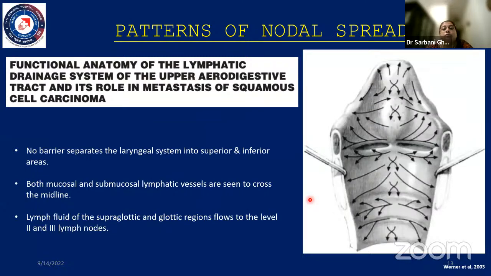Now, patterns of nodal spread after the primary. What we need to know is that no barrier separates the laryngeal system into superior or inferior areas. Both mucosal and submucosal lymphatic vessels are seen to cross in the midline, and lymph fluid of the supraglottic and glottic regions flows to the level 2 and 3 lymph nodes.